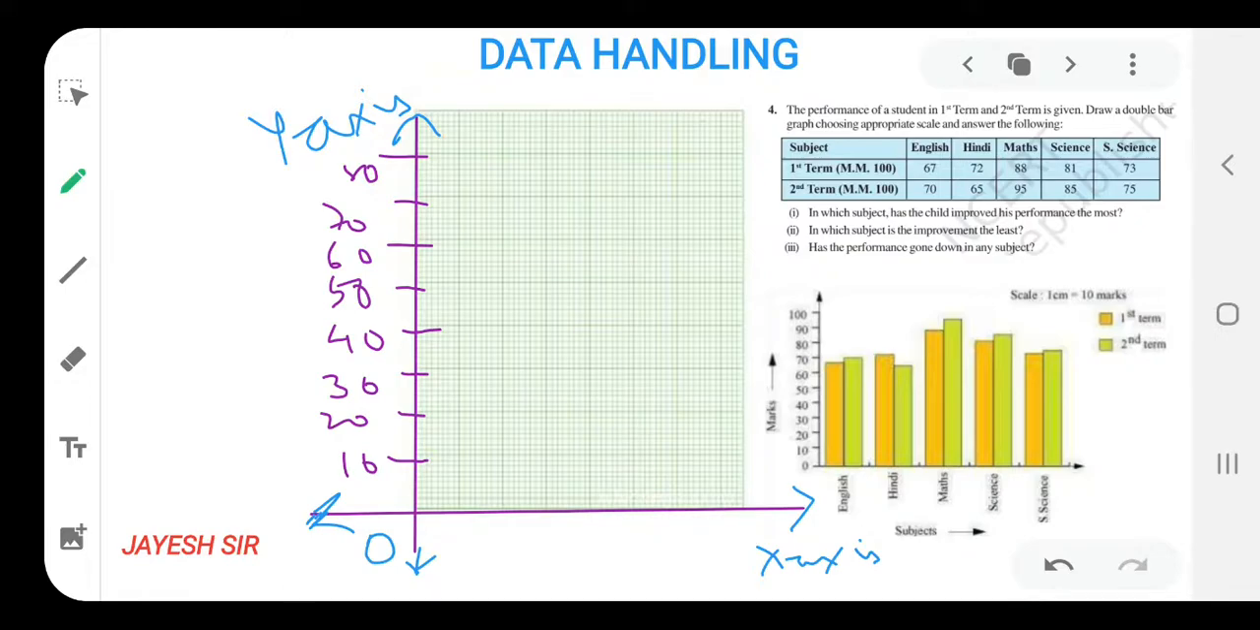Now we need to draw for English. So I am drawing for English. Two bars would be there. How? Here I am drawing English in the center. Why? Because two data points for English are to be given. So first I will draw 60. That means it would be somewhere in between 60 and 70. In this way I can draw. For the first term I am drawing like this, and for the second term he has scored 70 in English. In this way the bar graph can be drawn over here.